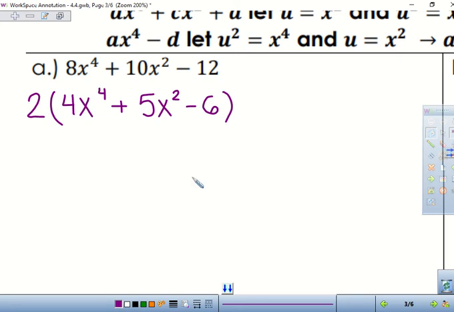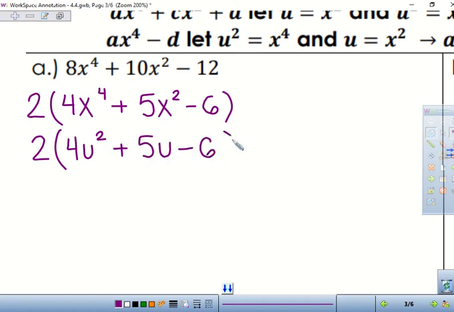So at this stage, I'm looking at the fact that I have x to the 4th power. Okay? So since I have x to the 4th power, here's what you're going to do. You're going to replace x to the 4th power with u squared. You're going to replace x squared with u. And you're going to do this every single time that you have x to the 4th and x squared when you're trying to factor this way. So x squared is equal to u, and x to the 4th, of course, is equal to u squared.